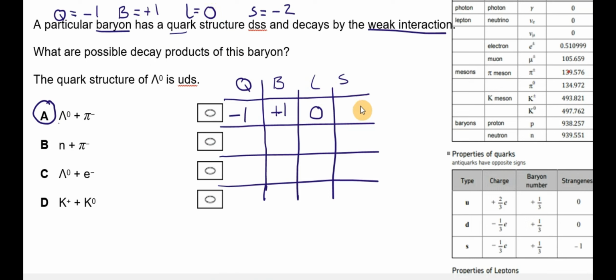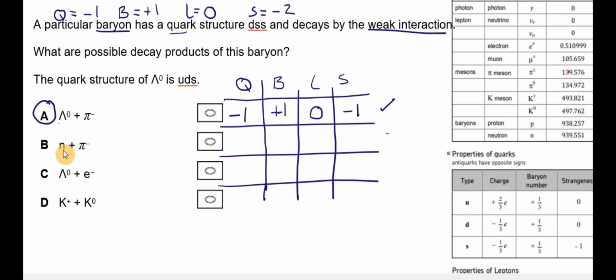So now we're looking to see if the strangeness has changed at all. So up, down, and strange. Up has a strangeness of 0, down has a strangeness of 0, and the strange quark has a strangeness of minus 1. So this is perfect. Charge, baryon number, and lepton number have all been conserved, but strangeness has changed by 1, which is perfectly good for a weak interaction. So there's the answer. And if I was doing this in an exam, I'd finish here. But if you want me to go through the others, I will, and you can keep listening if you're interested.